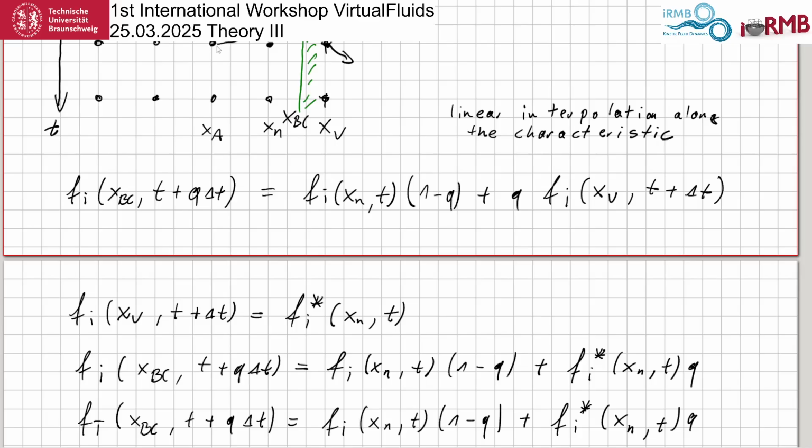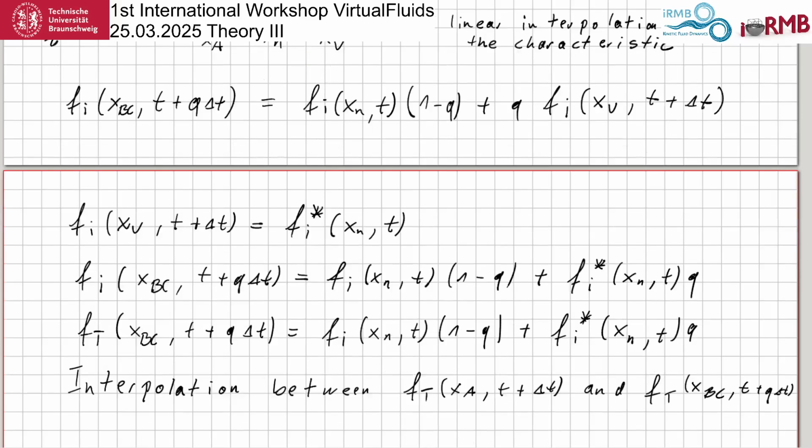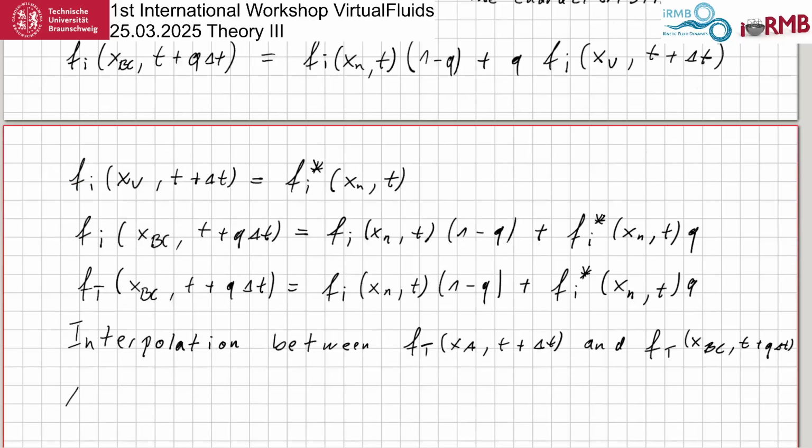Now, the complete distance between these is 1 plus q delta x. And now again, we have to multiply q divided by 1 plus delta x with this FA for linear interpolation, and 1 divided by q plus 1 with the other one, with f that's coming from the boundary condition. This is what linear interpolation does. So this gives us Fi in the opposite direction, xn t.